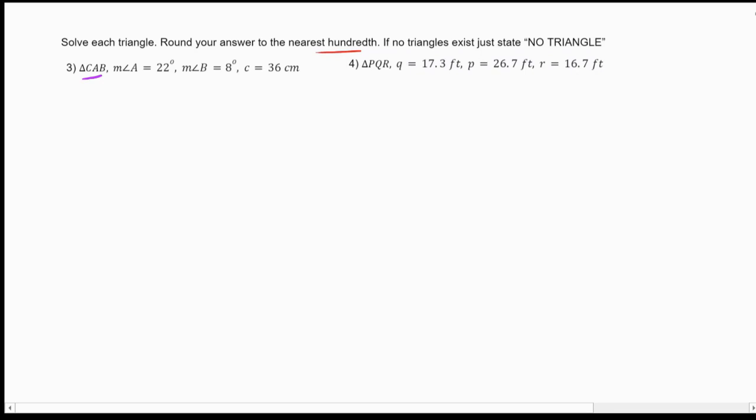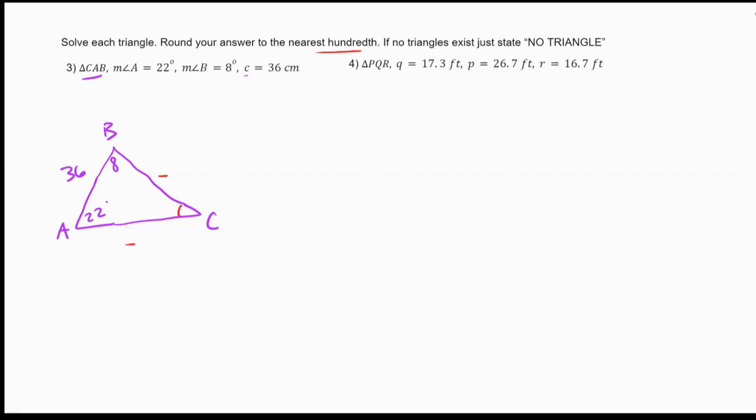So triangle CAB, I'm given two angles and the side in between, it looks like. So I draw angle A here, which is 22. I'll call this one B here, which is 8. And angle C here, I don't know, but side C I know is 36. So remember that the lowercase values are opposite of the uppercase values, which are angles. So when I'm going through this, I need a couple different things. I need, first off, this angle here, and then these two sides.